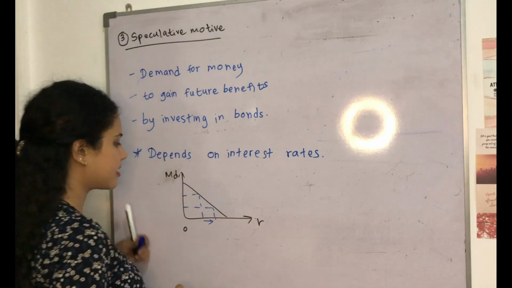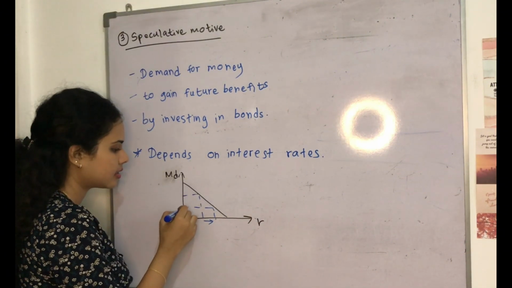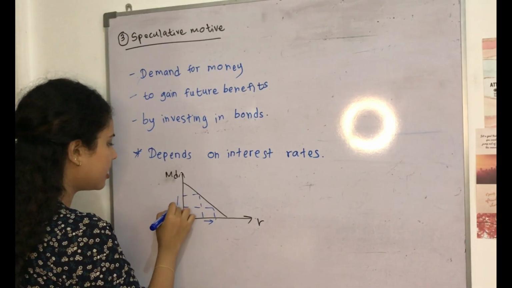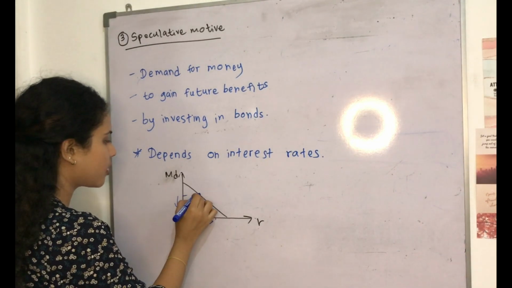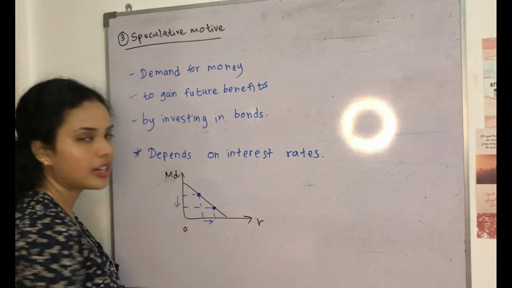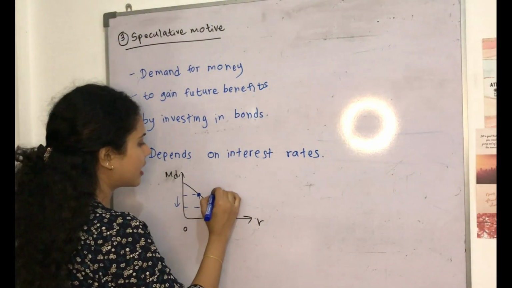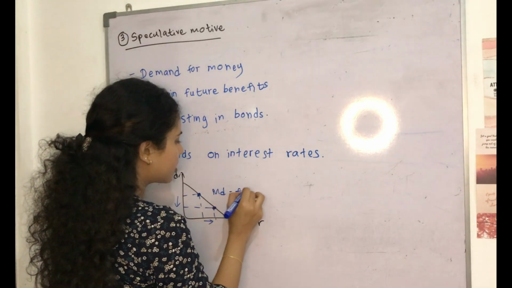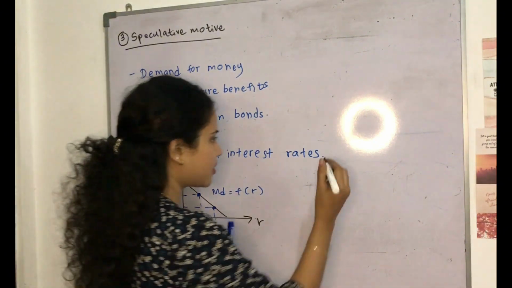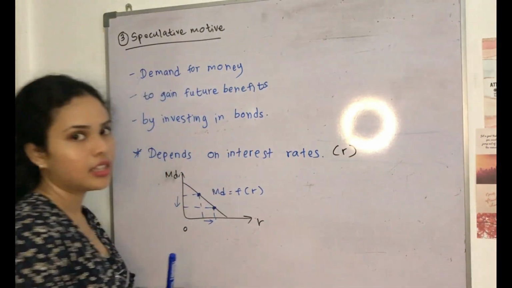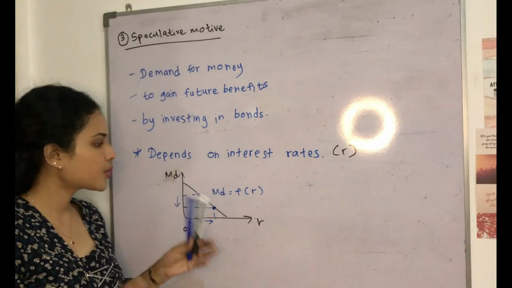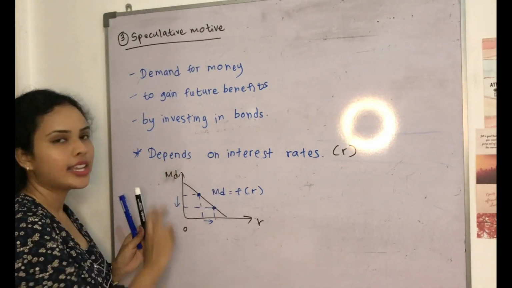When interest rate increases, money demand decreases when moving from this point to this point. So there's a negative relationship, and money demand is a function of R, interest rates. Interest rates we show by simple R. I could show you how this negative relationship happens.